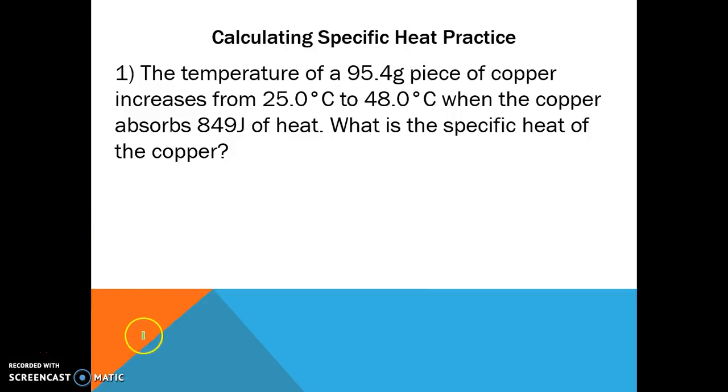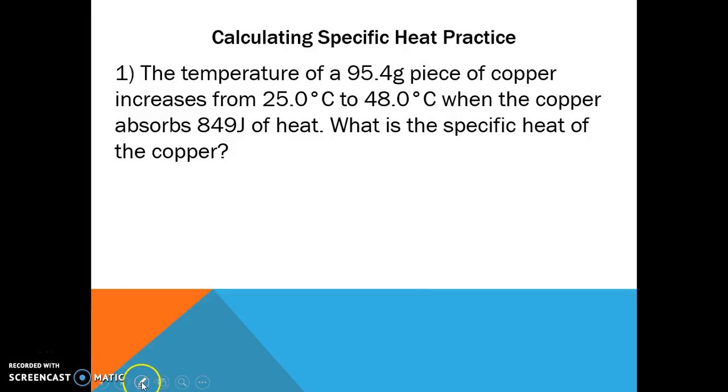So these are just problems just like any other chemistry problem, where the first step is to read the question and identify the givens and the unknowns. So the temperature of a 95.4 gram piece of copper increases from 25.0 degrees Celsius to 48.0 degrees Celsius when the copper absorbs 849 joules of heat. What is the specific heat of the copper?